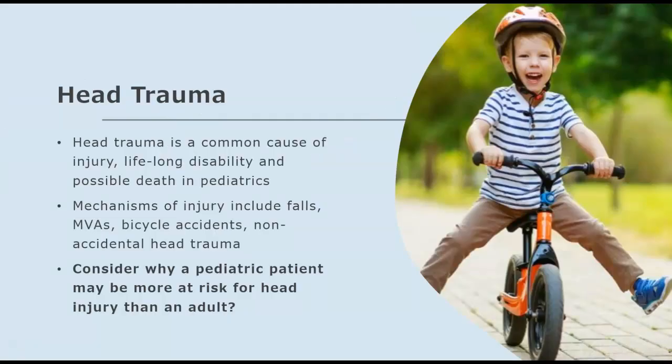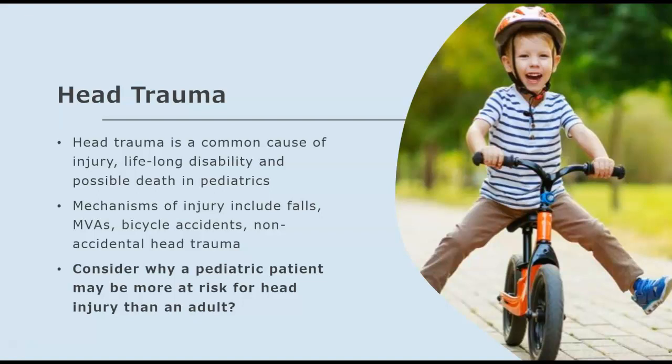Next, we will start a discussion of trauma related to the pediatric neurologic system. Head trauma is a common cause of injury, disability, and death in the pediatric population. The most common mechanisms of injury include falls, and we are more concerned about the severity of injury if it is a fall from a high height versus an infant rolling off of a couch, which may not be as concerning as the infant falling from the height of a changing table.